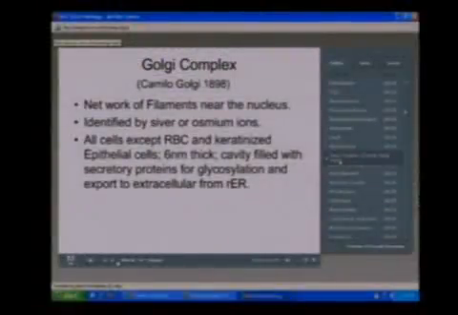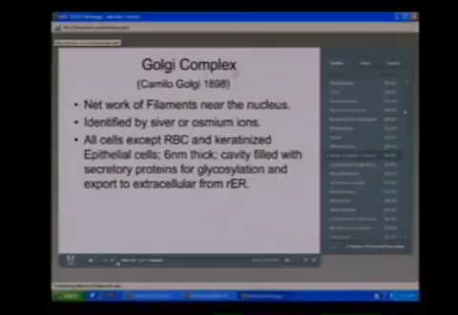Okay, now we will go on to the next one. Golgi complex. This Golgi complex, we call it after Camillo Golgi. That was in 1898, more than 100 years old. It is a network of filaments near the nucleus.